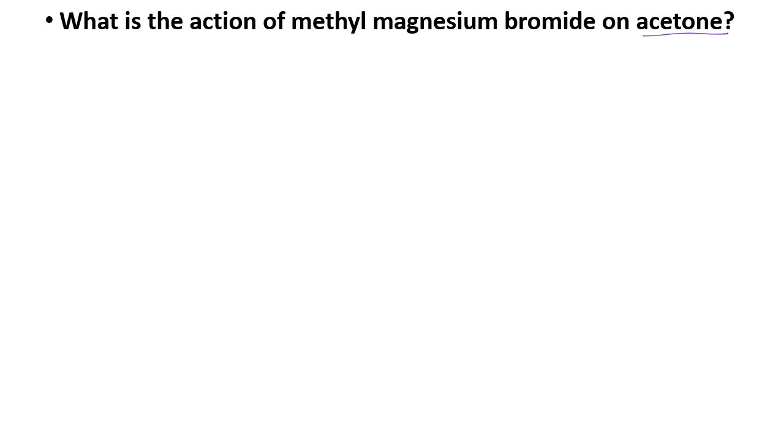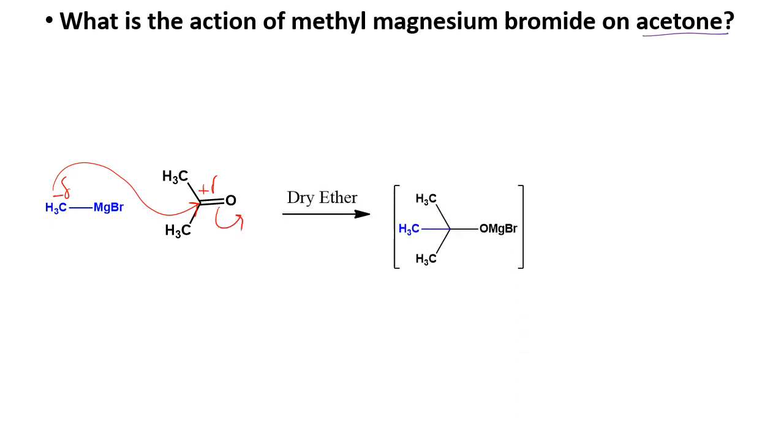And the question is, what is the action of methyl magnesium bromide on acetone? Methyl magnesium bromide, CH3MgBr, is supposed to be reacted with acetone, that is CH3COCH3. Polarities are basically known to us. So what we will do is delta minus here and delta plus here, right? And minus will go on plus. When you make one, you break one. So you complete the addition product.